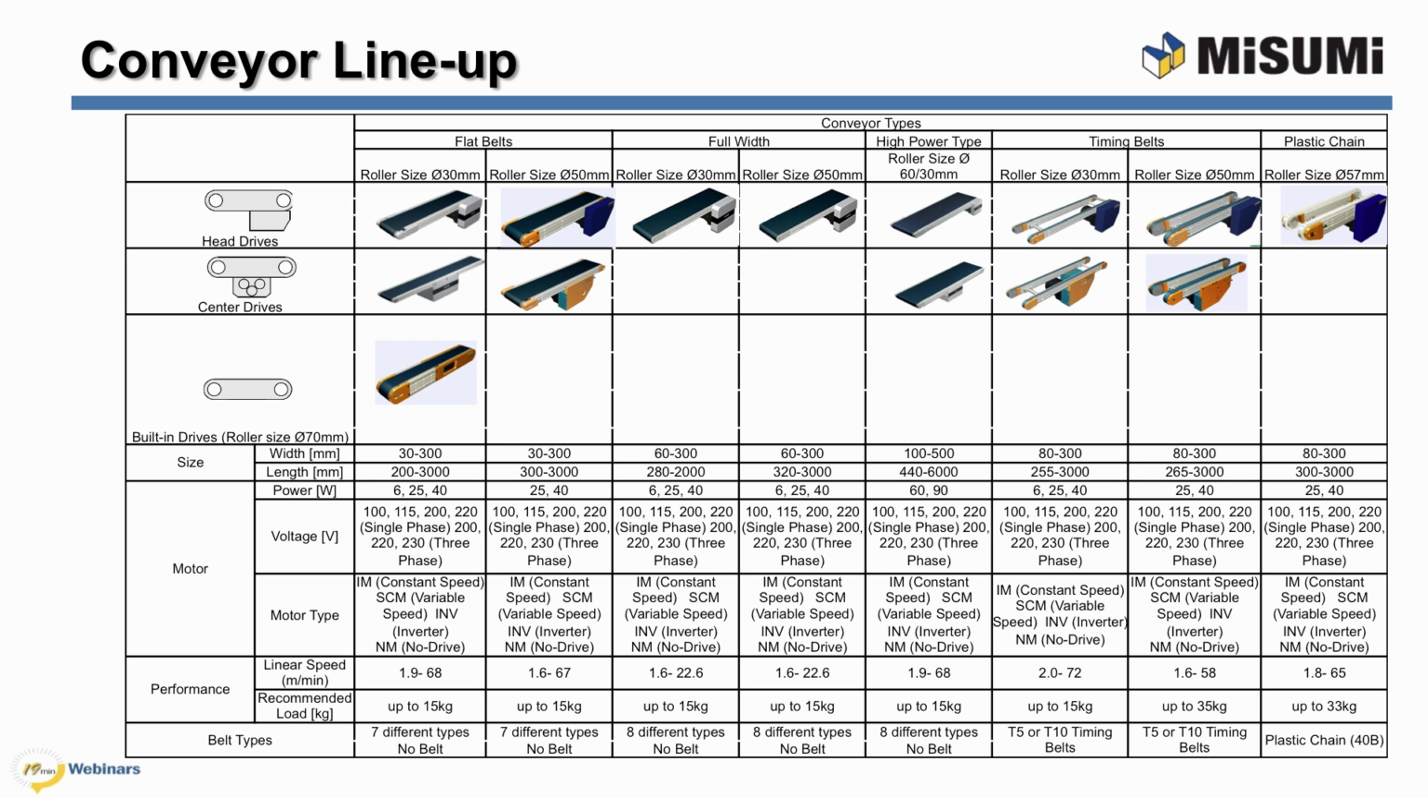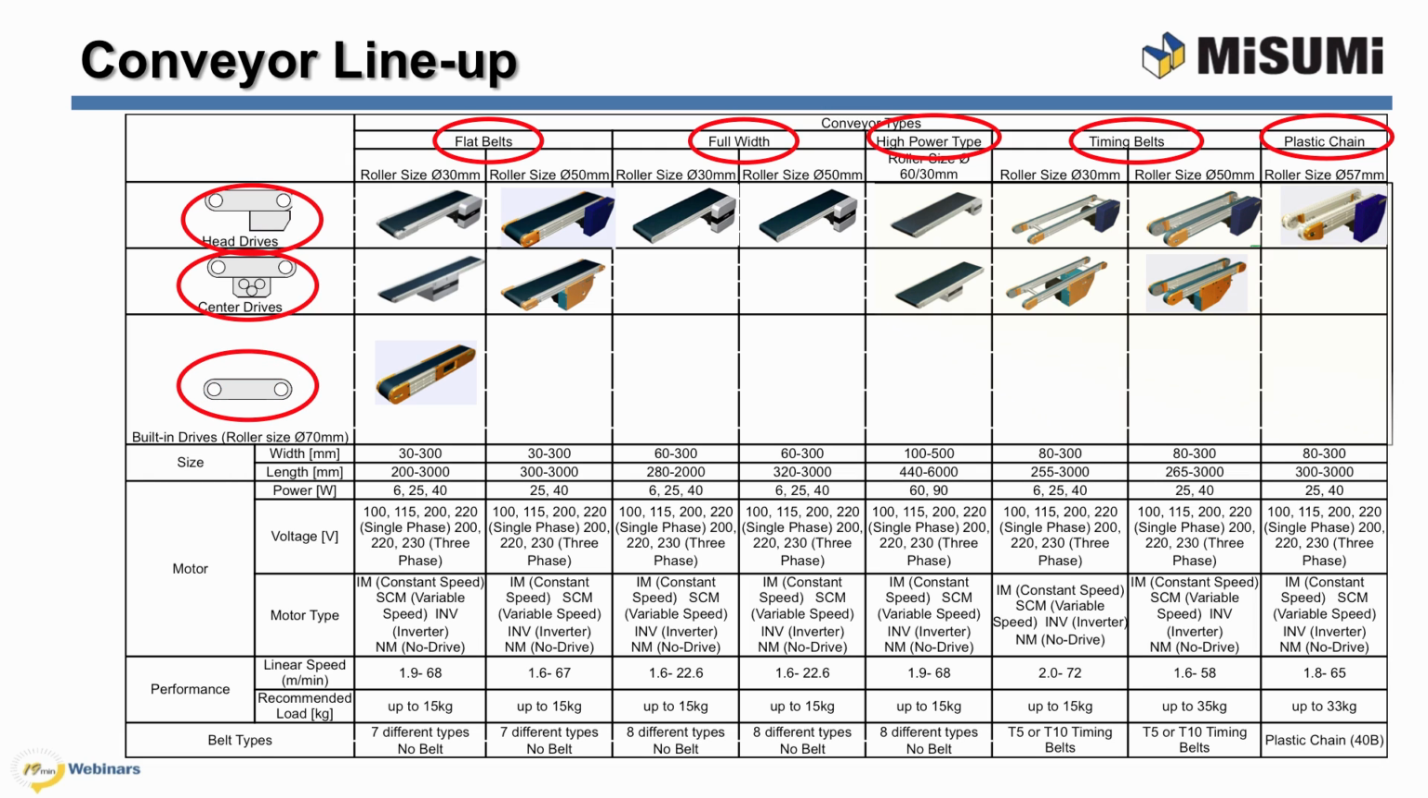This is our conveyor product lineup. MISUMI offers various different types of conveyor. As we can see, we offer flat belts, full width belt, high power type, timing belts, and plastic chain type. Our conveyors can come with different drive variations such as head drives, center drives, and built-in drives. As you can see, MISUMI offers a wide variety of products and options. We will see the different conveyor series MISUMI offers in detail on the next few slides.